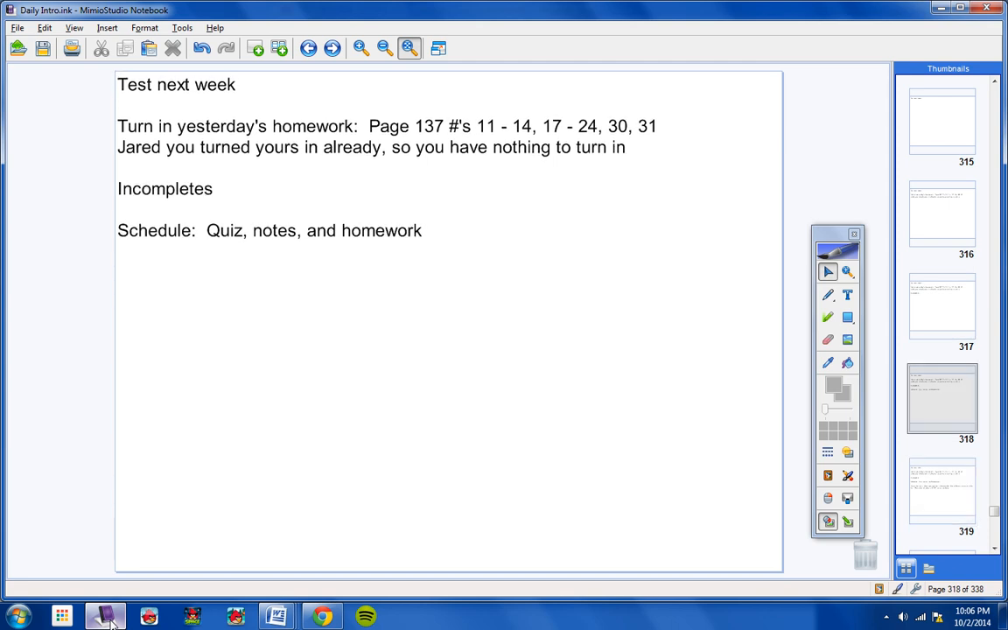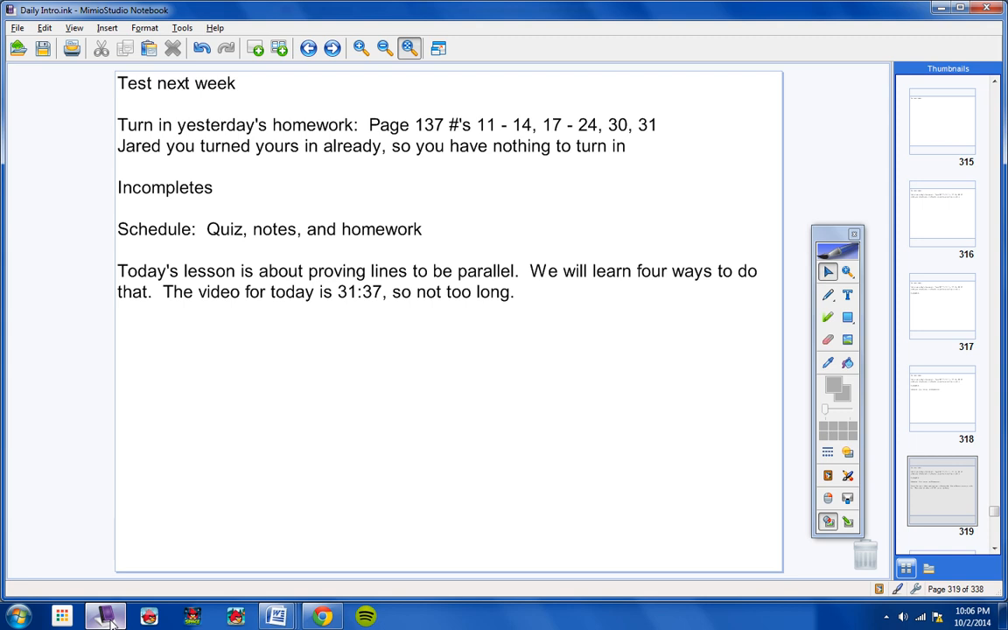Schedule for today, we're going to take a quiz, then take notes, and have homework. So a really busy class, but remember, guys, I graciously took Monday off and went over your quiz with you to help you, and so we have to push a little bit toward the end of the week here, okay? Today's lesson is about proving lines parallel, and we will learn four ways to do that. The video for today is about 31 minutes long, so not too bad, and I think you should finish most of it, if not all of it, in class today.